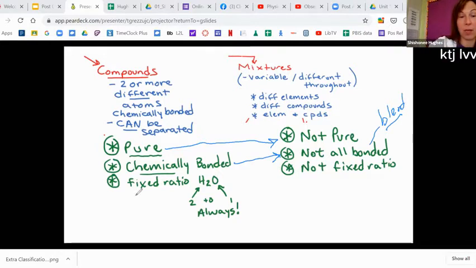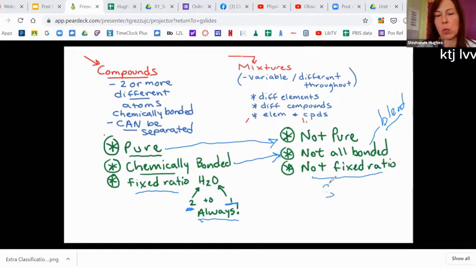Compounds have a fixed ratio. What that means is, for example, with water, we're always going to have 2 hydrogens to every 1 oxygen. And it will always, always, always be like that. If it is not a 2-to-1 ratio, it's not water. And it's got to be chemically bonded. Where a mixture does not have a fixed ratio.